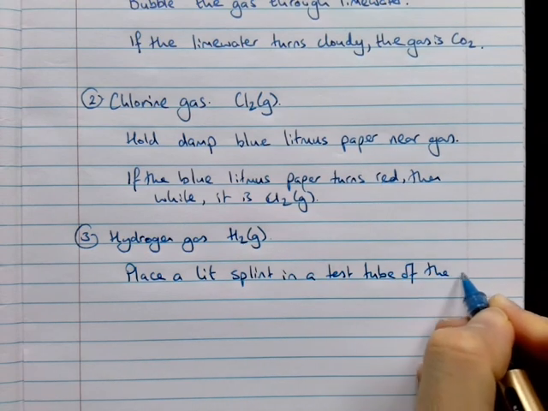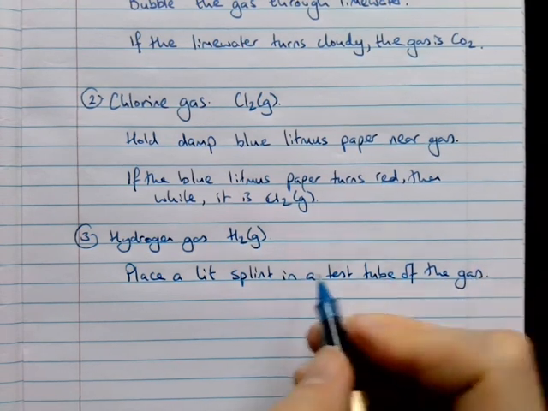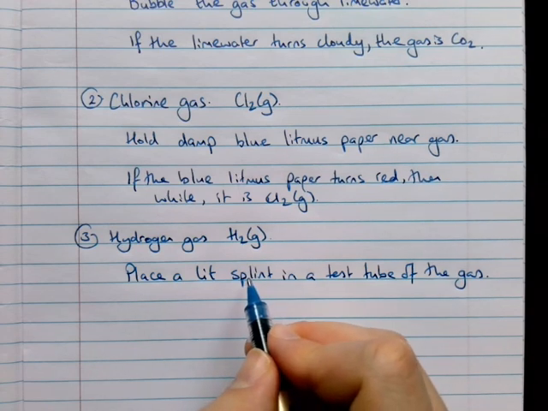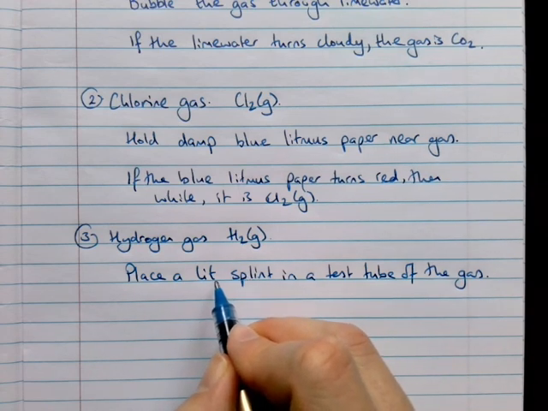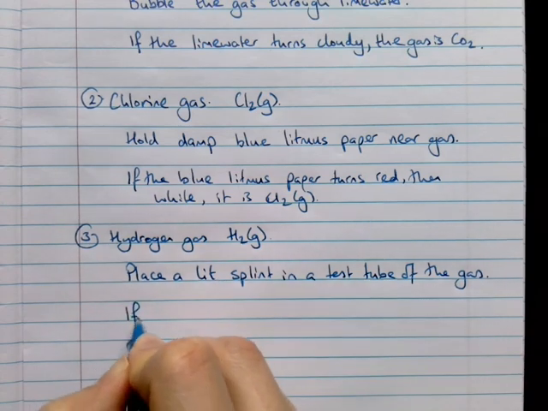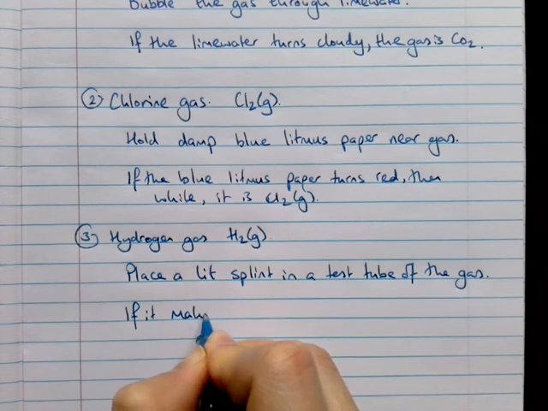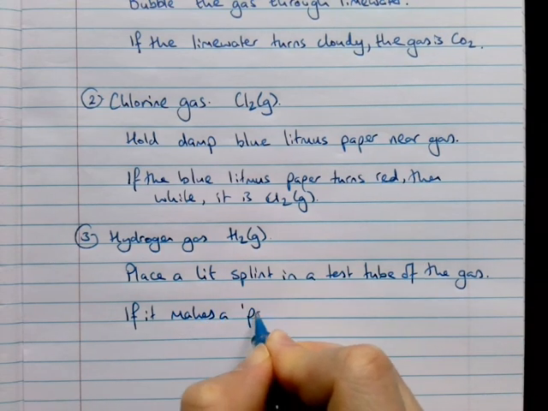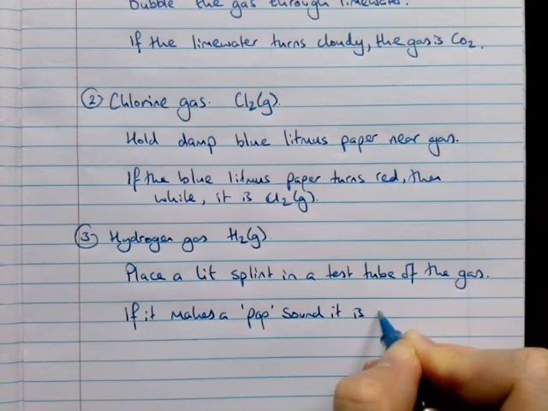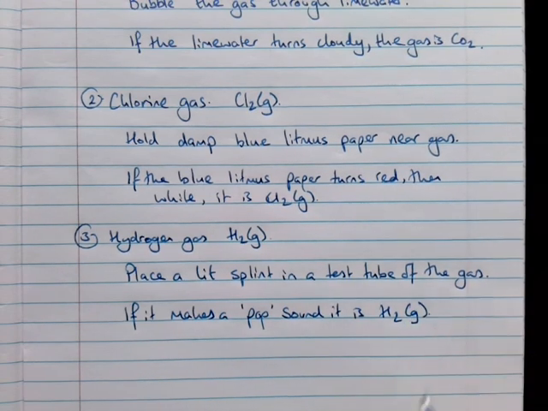of the gas. Okay, now a lit splint, so a splint is one of those wooden sticks you use to light a Bunsen burner. So you light one of those and you put it into the test tube. Okay, if it makes a pop sound, it is H2 gas. So you put the lit splint into the test tube. If it makes a pop sound, then you know that it is hydrogen gas.